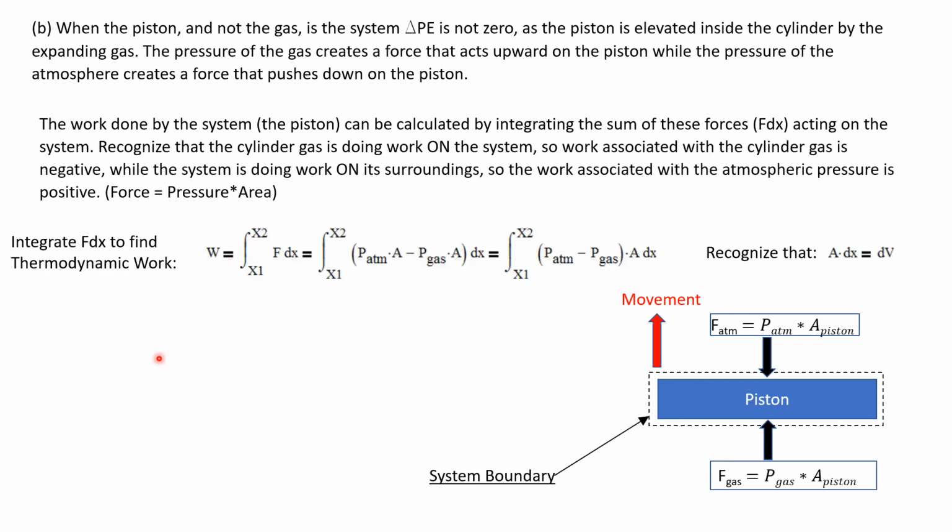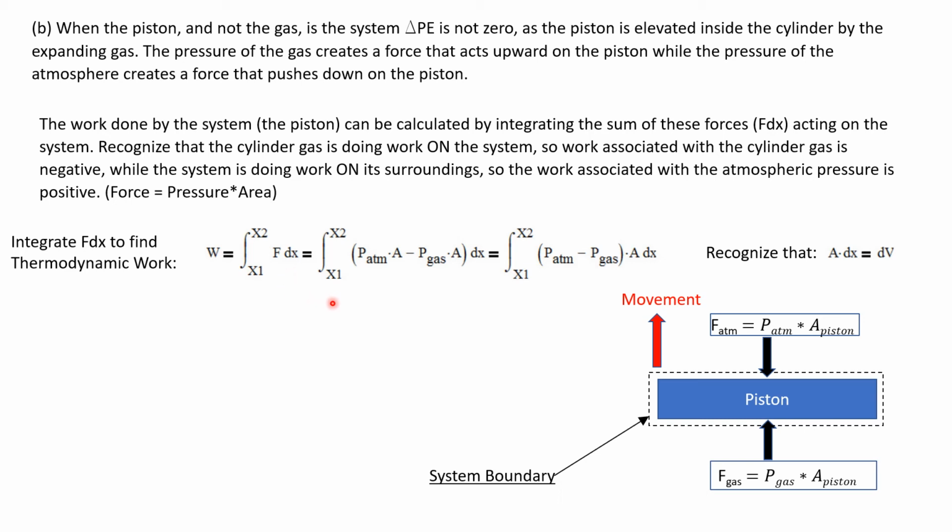So let's start our calculation of the work done by this system during this process. It is going to be the integral from position x1 to final position x2 times the force acting on the system, and there are two of them, times dx.